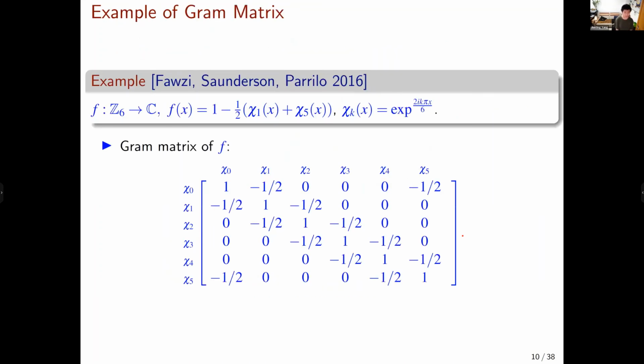What's the problem? The question is, let's look at all gram matrices for a given function f. Yes. So that's the spectrahedron. Has this spectrahedron been studied? No, we haven't studied it.